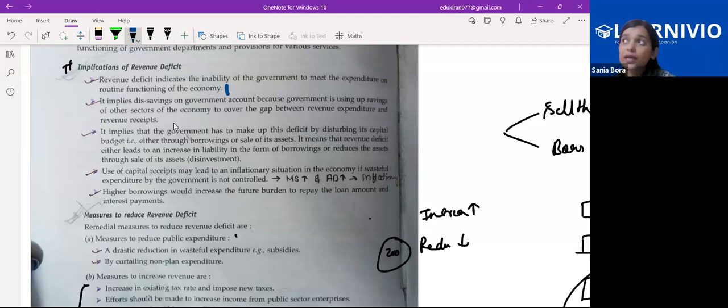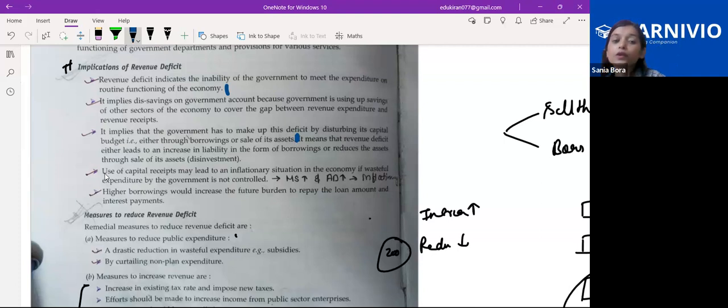So if there is a revenue deficit, the government needs to dissave to overcome the deficit. Then it implies that the government has to make up the deficit by disturbing the capital budget, either through borrowing or through the sale of its assets. Till here you will write. For example, I had my car, I sold it, got the money, then paid the bill. Or I borrow from somebody else. So to cover this deficit, the government will either sell something or borrow from somebody else.